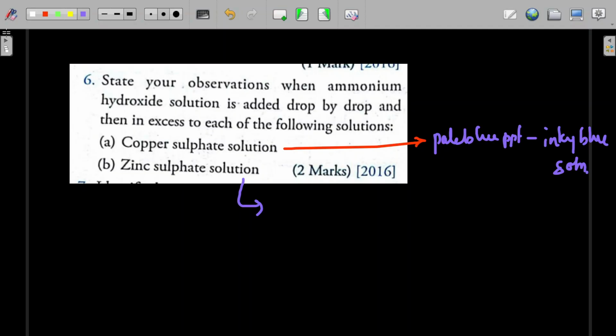Okay. Second one is for zinc. Rohani, tell me. Yes. So when ammonium hydroxide solution is added drop by drop to zinc sulfate solution, a white gelatinous PPT is formed, and in excess, colorless solution is formed. This precipitate dissolves, right? White precipitate formed, which dissolves in excess of reagent and forms a colorless solution. Okay. Right. I'm writing here only points, but I already told you how to write.